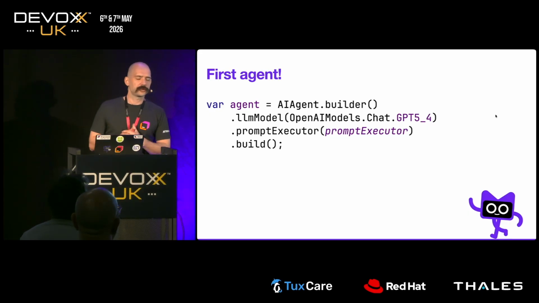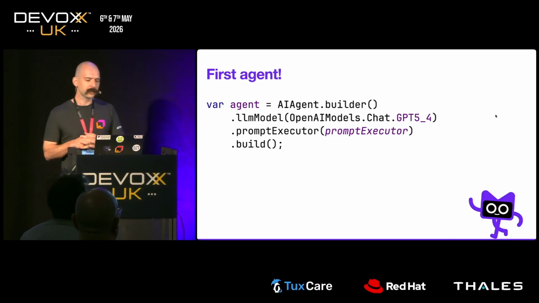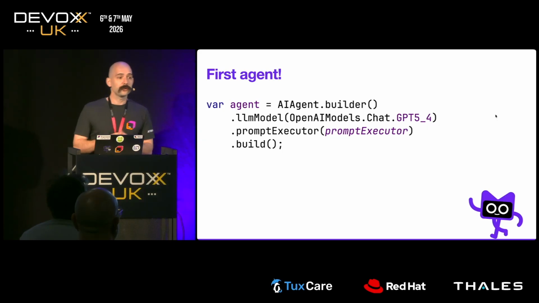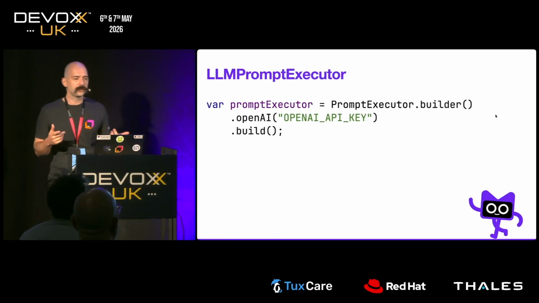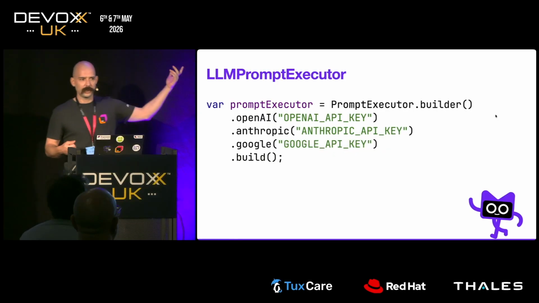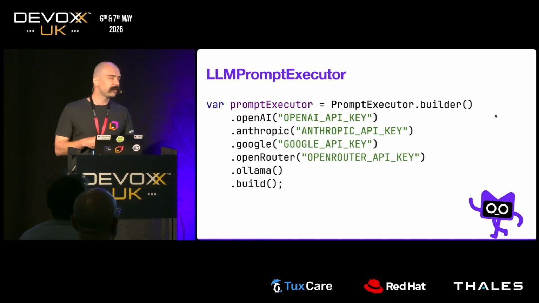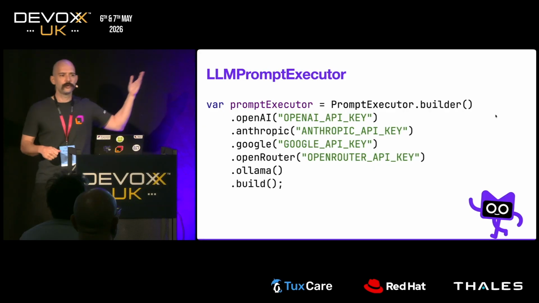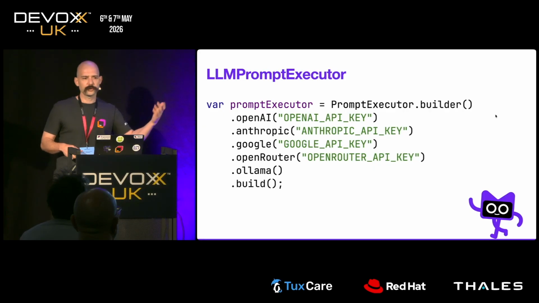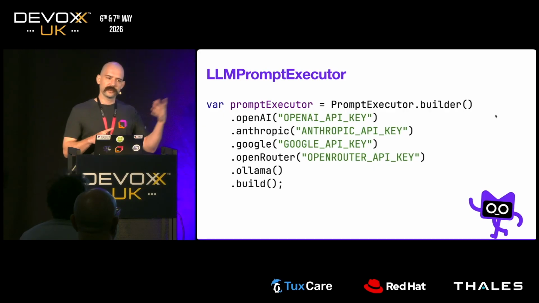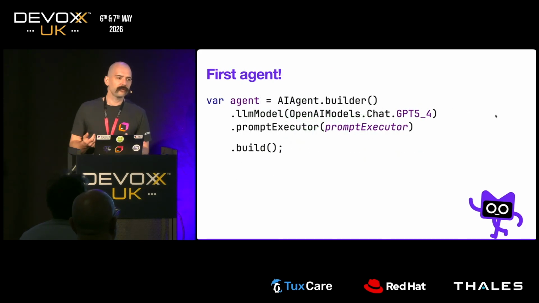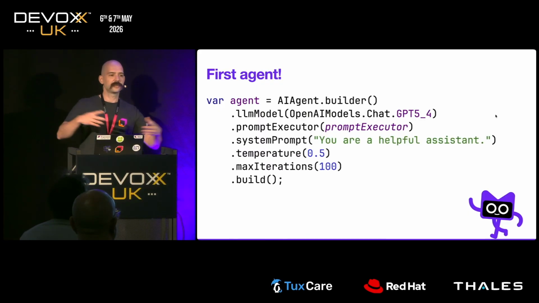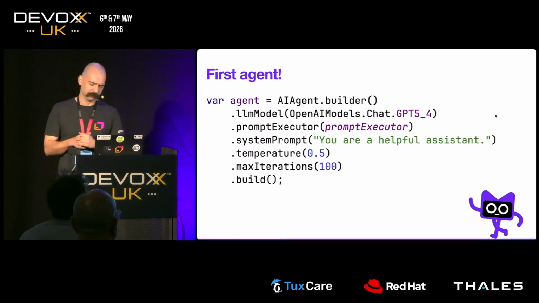So to build your first AI agent, you just use the AI agent builder, and we specify the LLM model or the default LLM model that we want to use, and we specify a prompt executor. And the prompt executor is a delegator that takes our LLM clients, and we can very easily configure the LLM clients, in this case OpenAI, Anthropic, Google, OpenRouter, Ollama, but there's also support for many more providers, and it's very easy to integrate your own custom providers as well. And then we can use this executor to run our agents against many different providers and models.